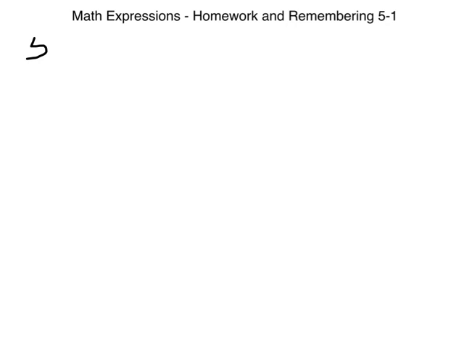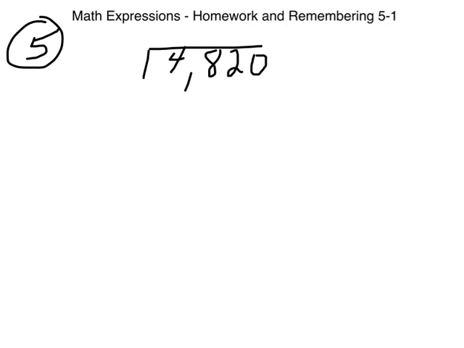If we look at number 5, we see a standard division problem: 4,820 divided by 5. We read this from the inside out. So this is our dividend, 4,820, divided by our divisor of 5. Of course you could do the standard or traditional algorithm and do this like we always have done.